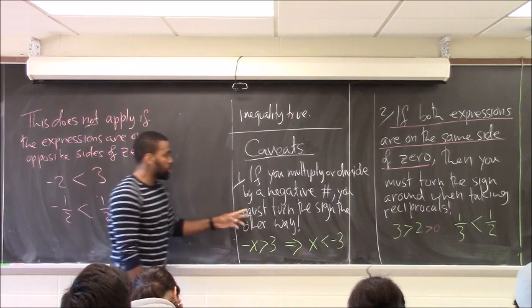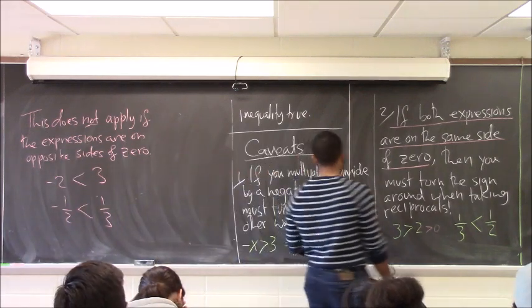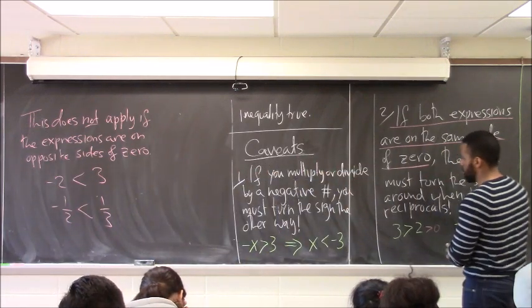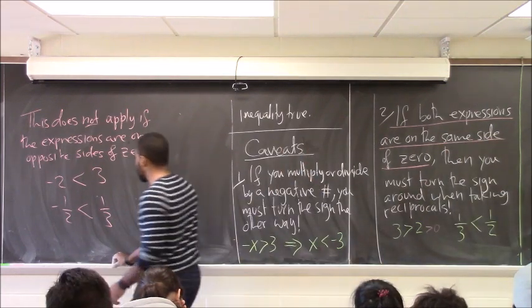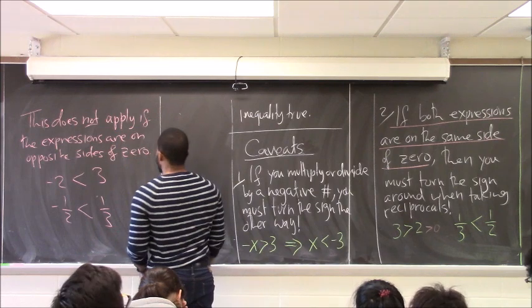You would do the same as with equations, except if you're multiplying or dividing by something negative, you have to flip the sign. If you're taking reciprocals, you have to flip the sign. Here's something else that I would recommend.